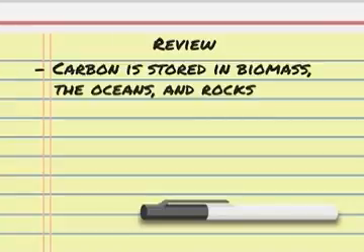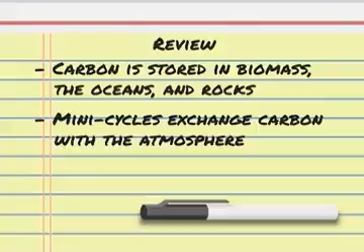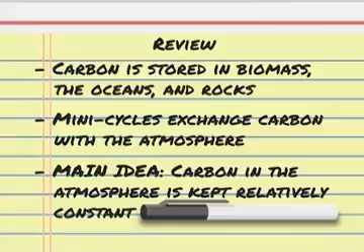Let's review for a second, shall we? So far, we've talked about how carbon is stored in biomass, the oceans, and rocks. Each of these storage places has its own mini cycle in which it exchanges carbon with the atmosphere. The main idea is for the amount of carbon in the atmosphere to be kept relatively constant.